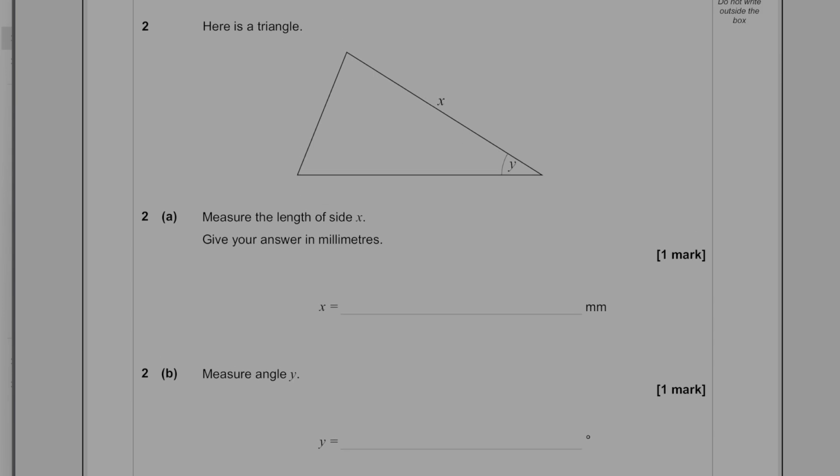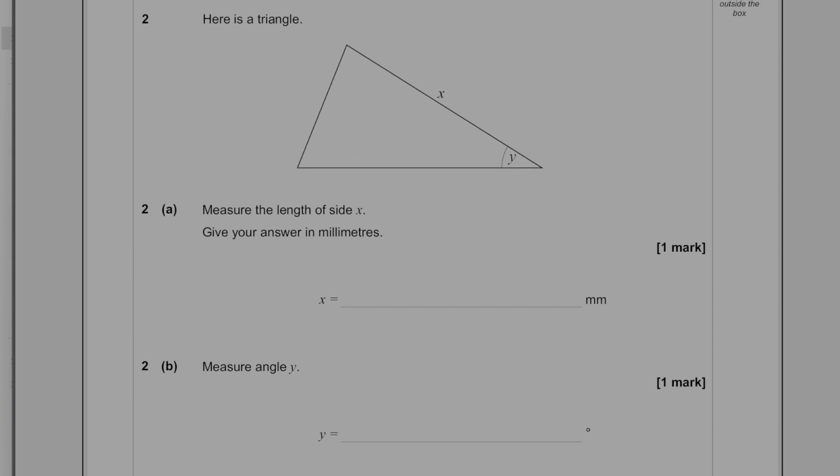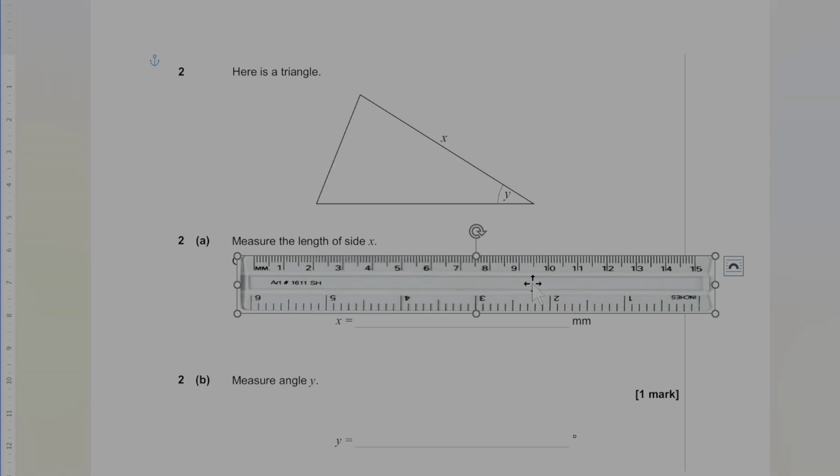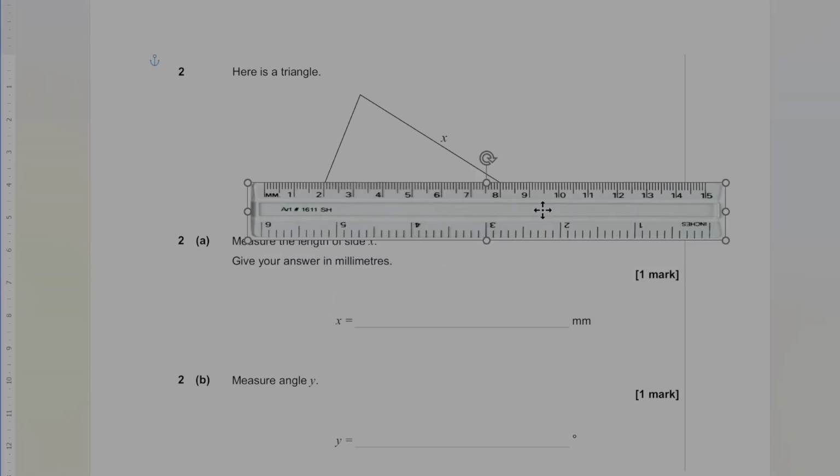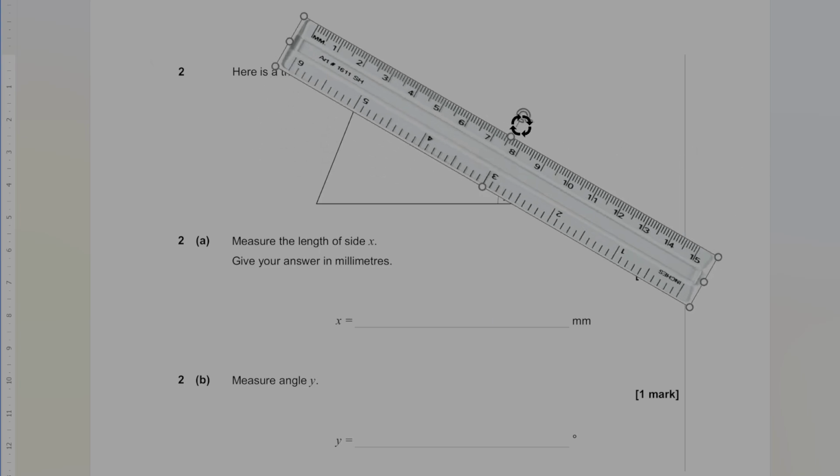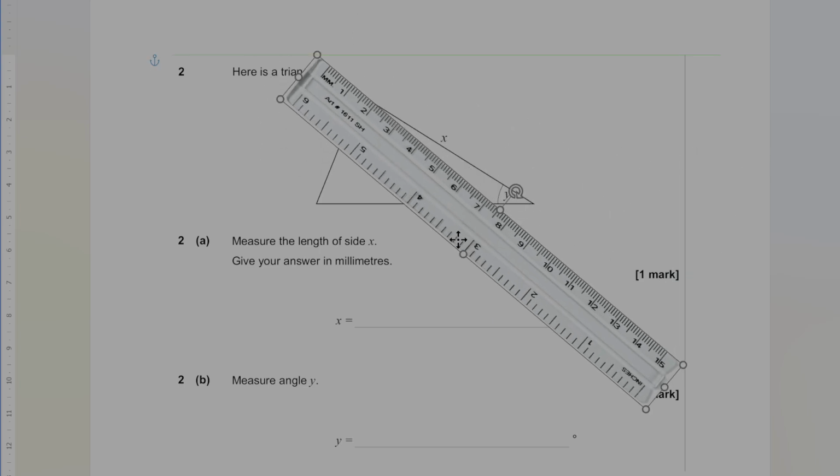Okay, question 2. Here is a triangle. Measure the length of side X, giving your answer in millimeters. Okay, so I don't actually have a ruler here. Just give me 30 seconds. Okay, so hopefully this will kind of work. I've got an image of a ruler, but it's the same principle.